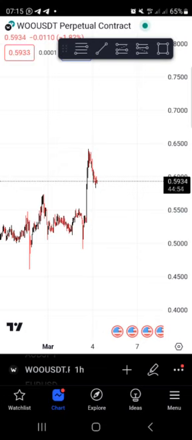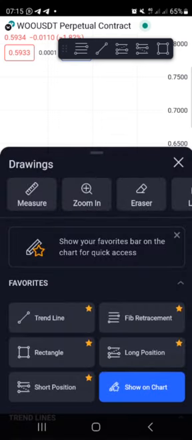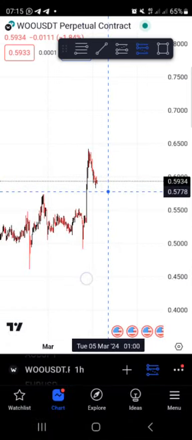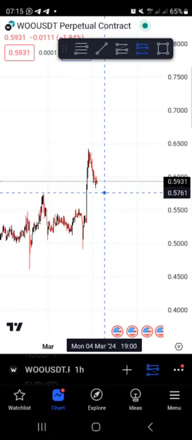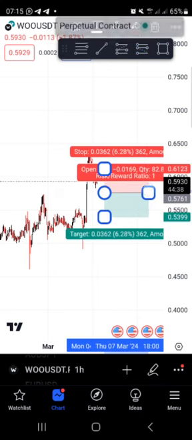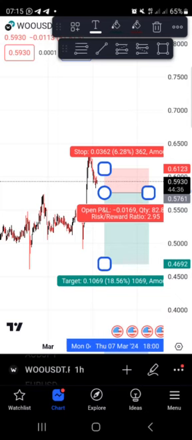So this WU USDT is a short order, so it's a short position. You click on the pencil, select short position. This is a short position. Now what you do is take it somewhere close to where the price stopped last, then tap it. You can see it has come out.